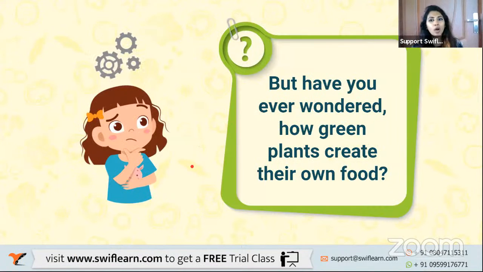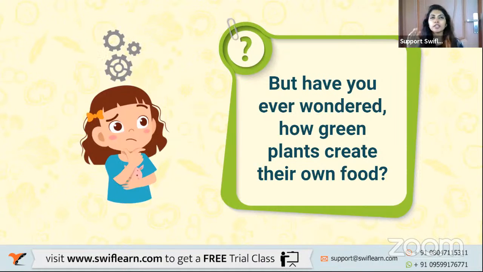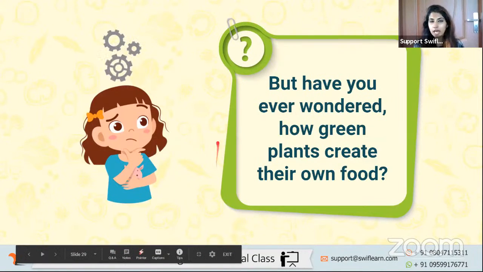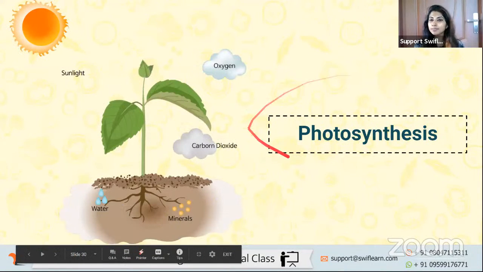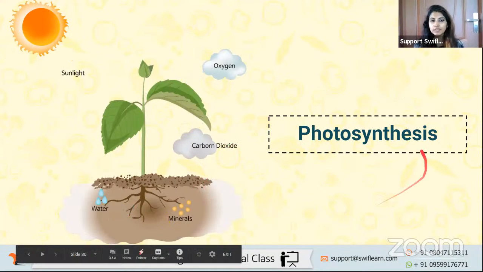Now, have you wondered how green plants create their own food? Now we understood that plants create food. We take the food from them. Animals take the food from them. But from where do the plants get food? How do the plants make food? So now we are getting into that. That is by a process some of us might know, that is photosynthesis.